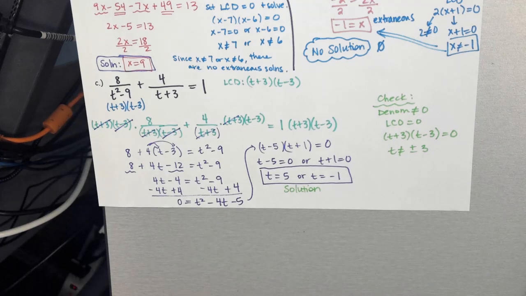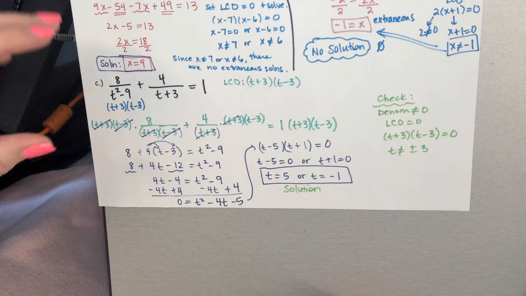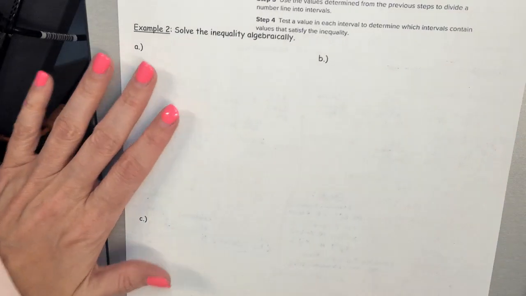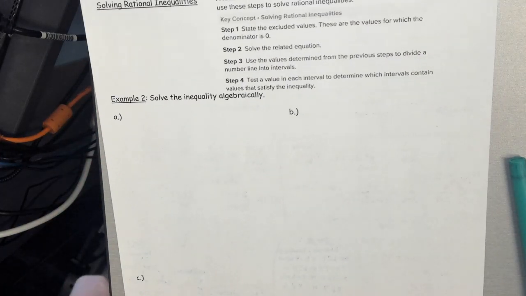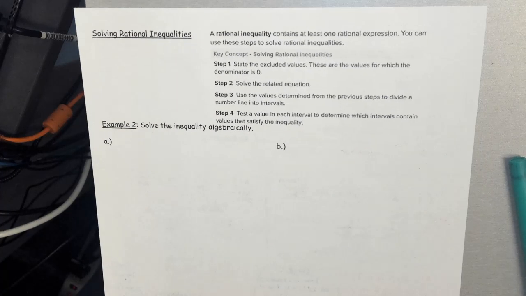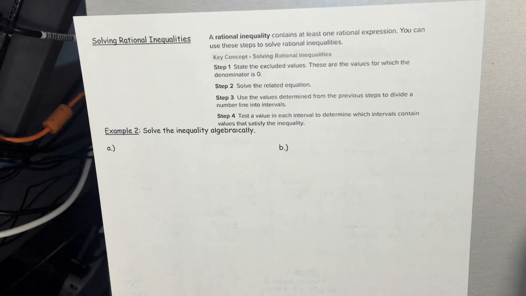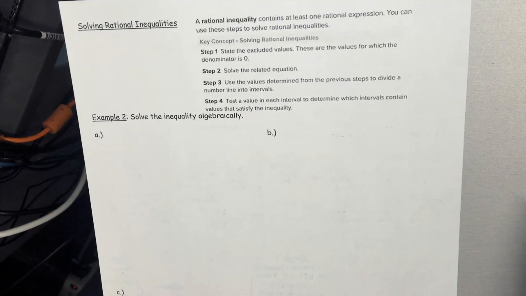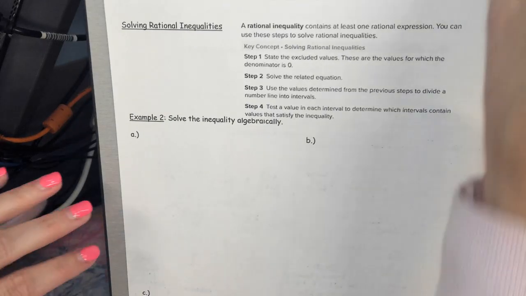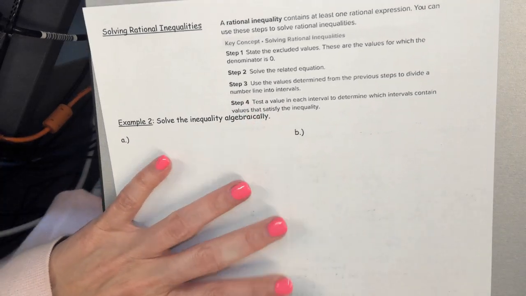Now we are going to talk about how to solve an inequality. We are going to be using some intervals, which is a skill we learned earlier this year, so some of that might feel familiar to you. And when you have a rational inequality, that just means there's at least one rational expression. A rational expression is just a fraction with a variable in the denominator. So we're going to use these steps. These were taken right from your book.